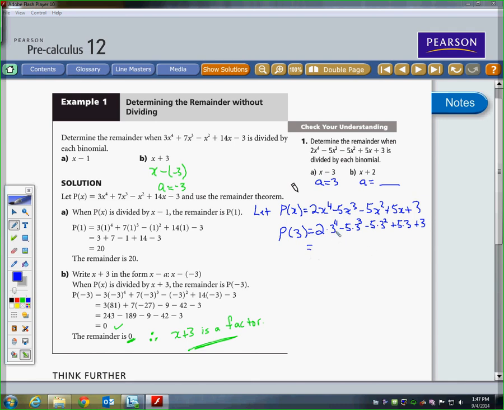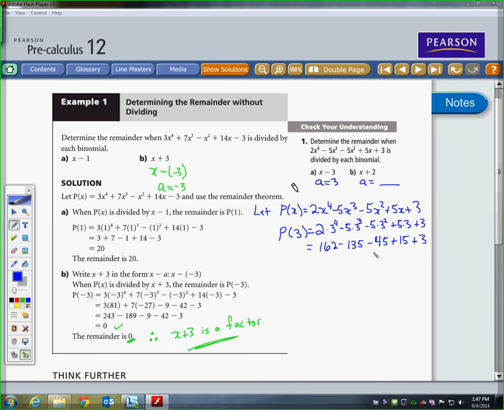3 to the 4th power is 81. 81 times 2 is 162. Minus 3 cubed is 27. 27 times 5 is, I think, 135. I hope I'm doing this right. Minus 5 times 9 is 45. Plus 15 plus 3.